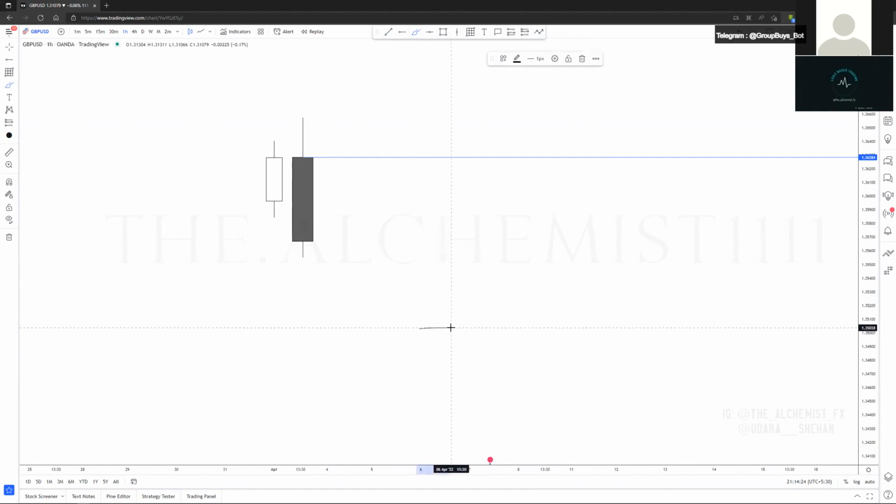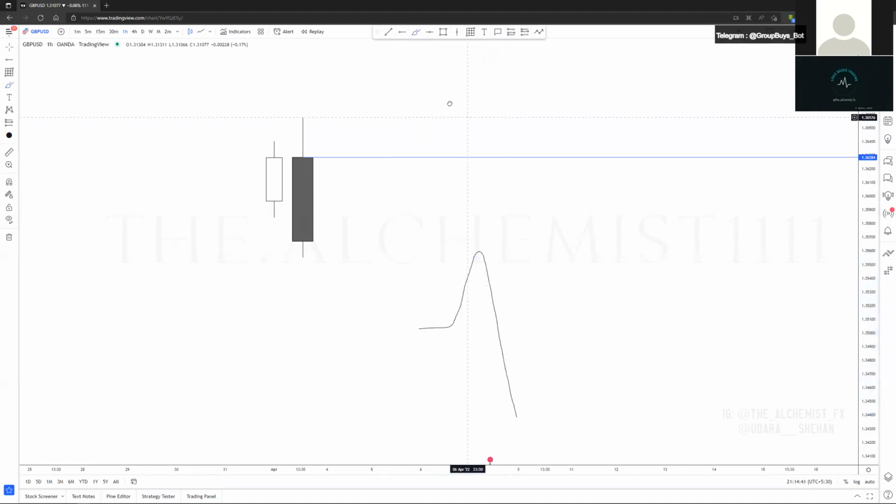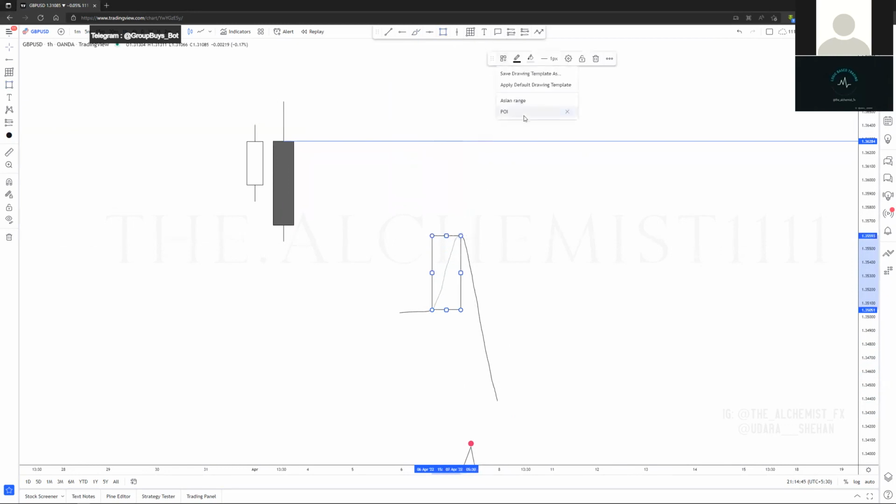This opened. Buyers started pushing it up, can you see that? Buyers started pushing it up, and then sellers started pushing it down. Then they took over. That is why it closed as a bearish candle. Now, what is an order block? An order block is the last push up before the push down.